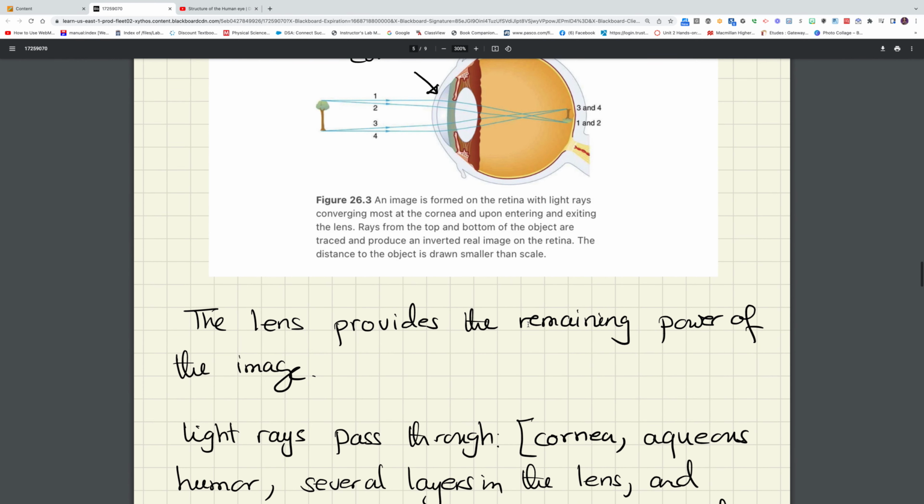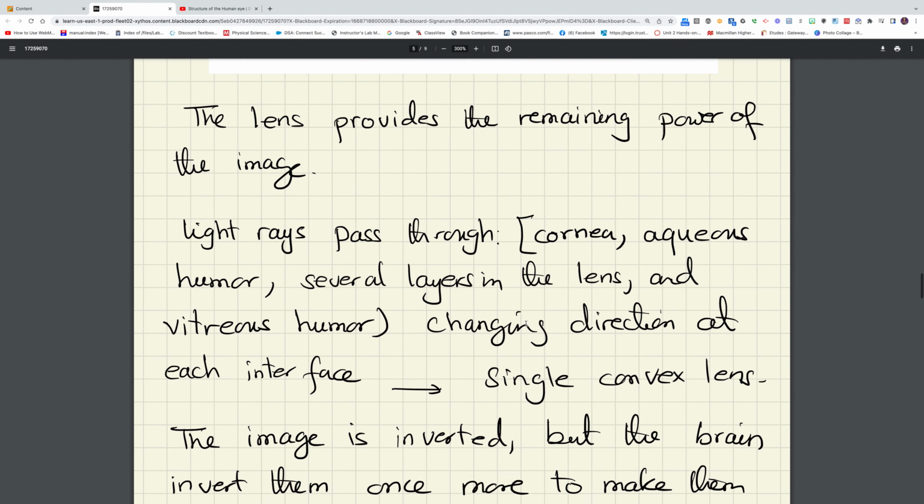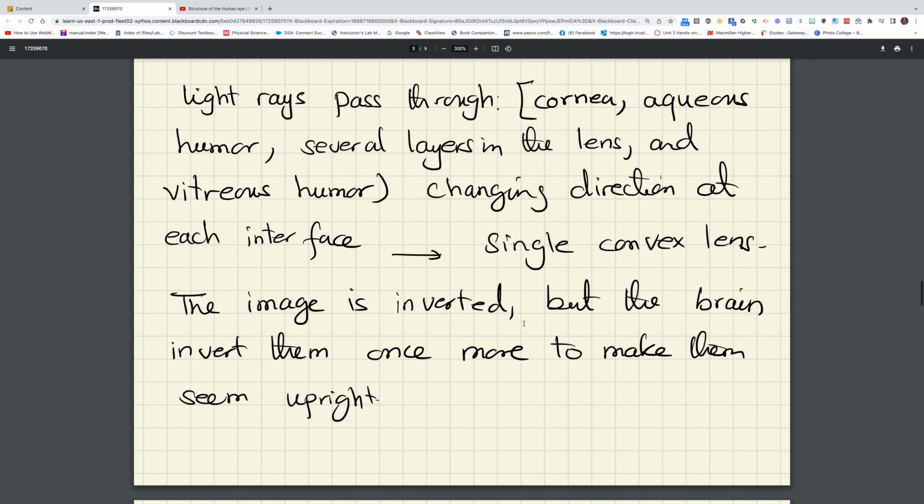The lens provides the remaining power of the image, and the light rays pass through the cornea, aqueous humor, several layers in the lens, and vitreous humor. Every time, it is going to change direction or bend at each interface, as if we had a single convex lens. It's a very complicated system, but it is equivalent to a single convex lens, and the image is going to form on the retina. It is inverted, but the brain inverts it once again to make it seen upright.